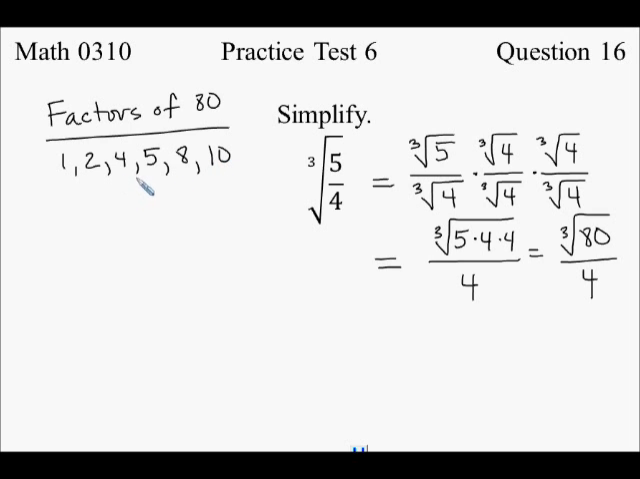Okay, and if we look at some of these, so 1 times 80 would give us 80. 80 is also a factor. 2 times 40 would give us 80, so that's also a factor. 4 times 20.